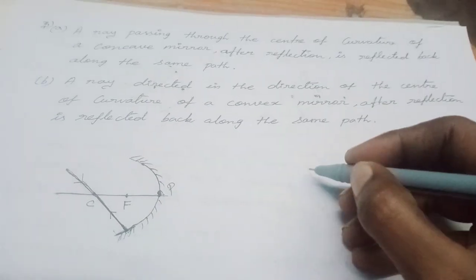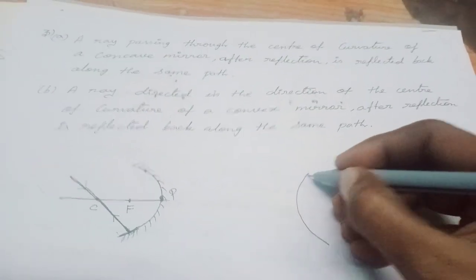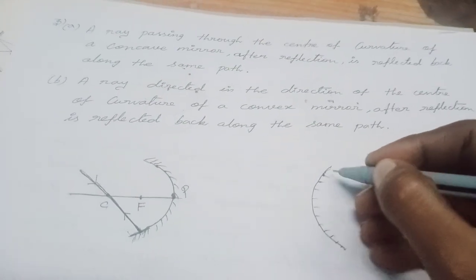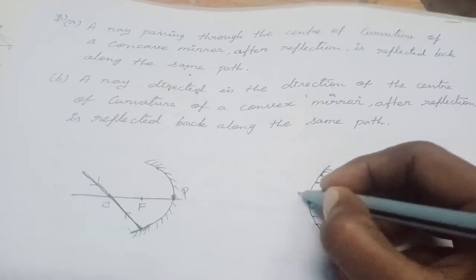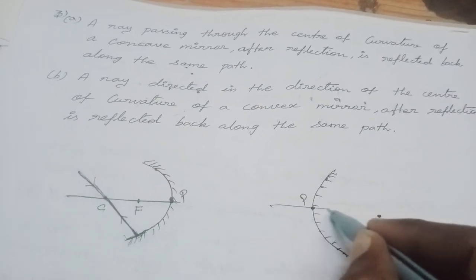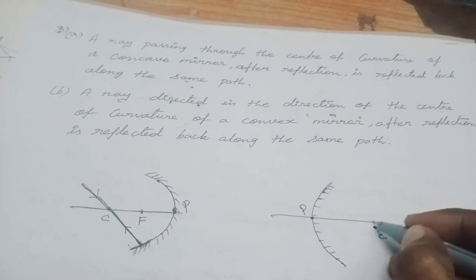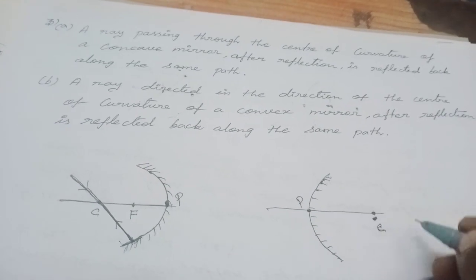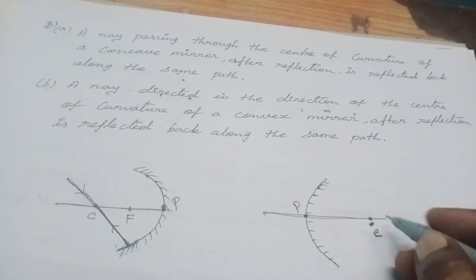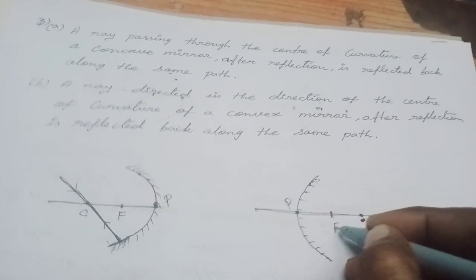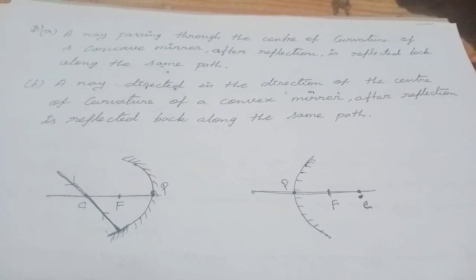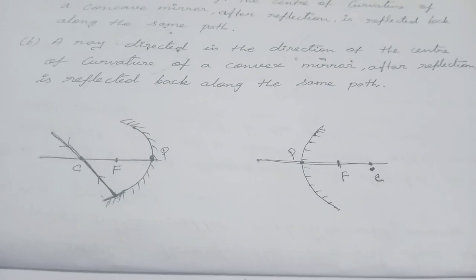Again, in case of a convex mirror also, see, convex mirror, this is the faded part, this is the pole, the center of curvature and the principal axis. So this is the principal axis. This is the principal focus. Now here also, the ray should pass through the center of curvature.